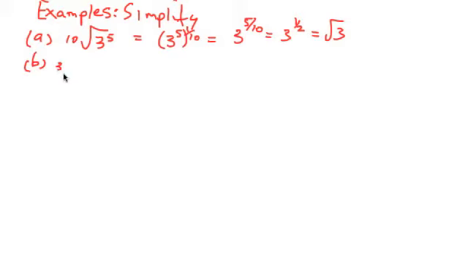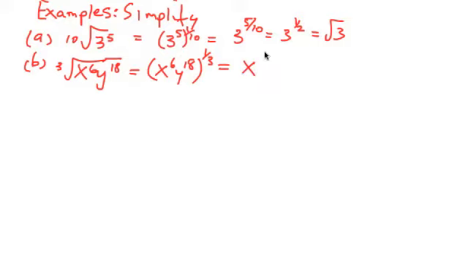Right, let's do part B. Let's suppose I have the cube root of x to the 6, y to the 18. This will be x to the 6, y to the 18, to the 1/3, and this will be x to the 6 over 3, y to the 18 over 3, so this will be of course x squared and y to the 6. Notice I don't need any absolute values here because these are positive. This will be positive when it's squared and positive when it's powered of 6.